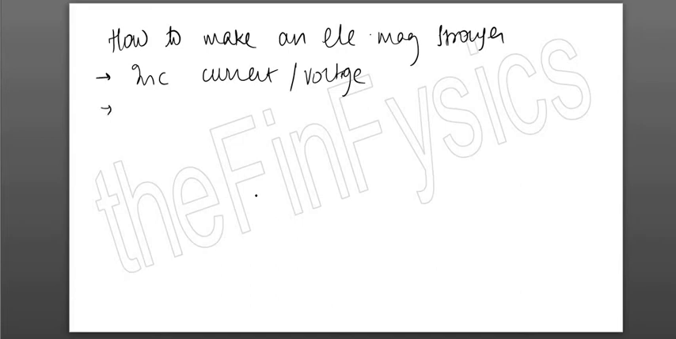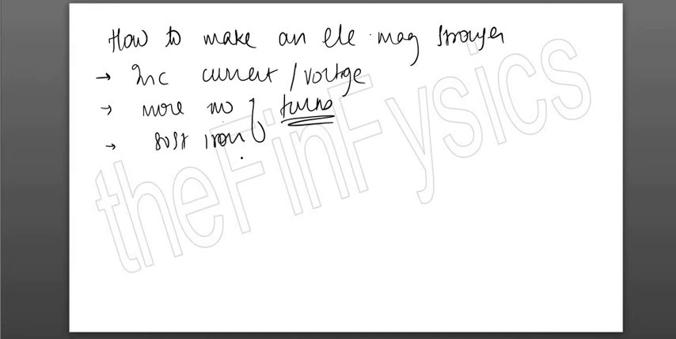Second, use a coil with more number of turns. Third, use a suitable core. We normally prefer soft iron. Why? Because the domains align and de-align very quickly in soft iron.